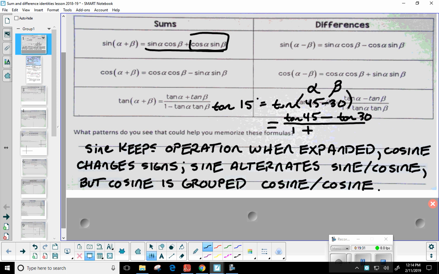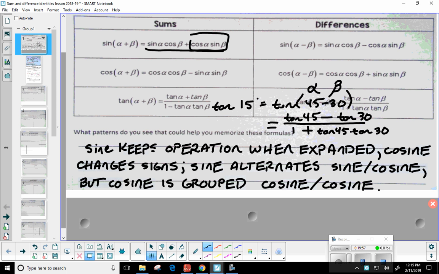Now it's 1 plus, but it's always a product of the two. So tangent alpha would be tangent of 45 times the tangent of what? 30. Just think of these as a formula, just like we did on our focus activity. You just plug in the values and then you simplify. Is everybody okay with that?